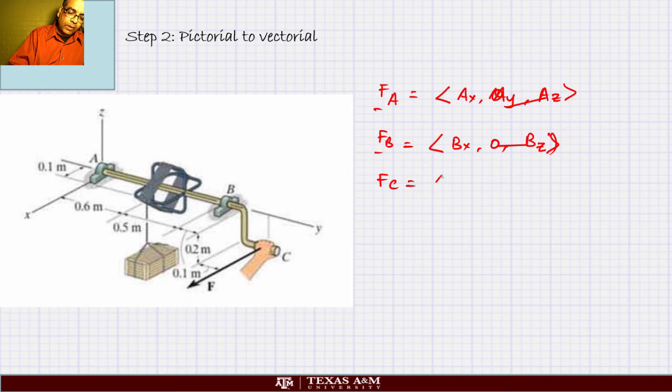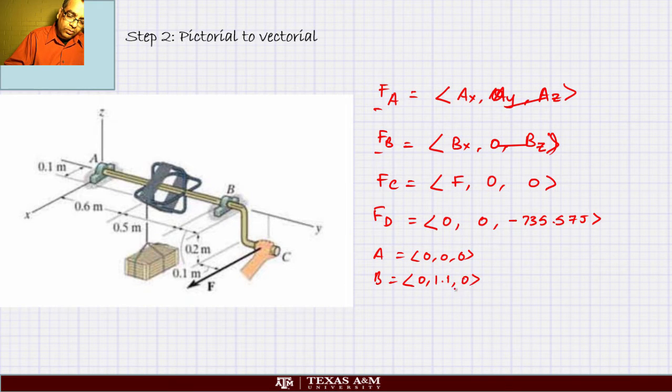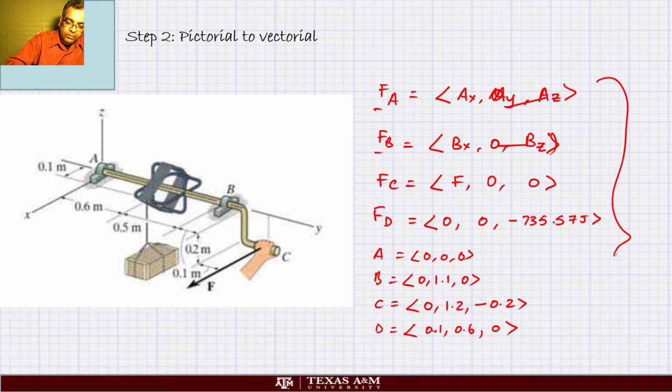Force at C: F, 0, 0. Force at D: 0, 0, minus 735.575. Done. And then we already had all these locations: A 0, 0, 0; B 0, 1.1, 0; C 0, 1.2, minus 0.2; and D 0.1, 0.6, 0. We have converted the entire thing into vectorial form. We are done. Off we go. We set up the force table. That's what we do next.